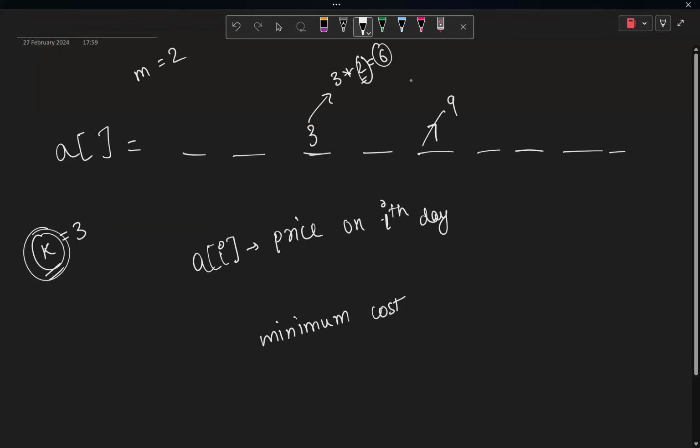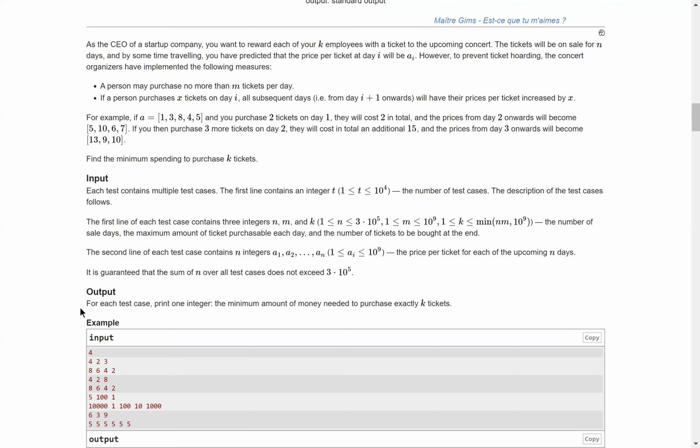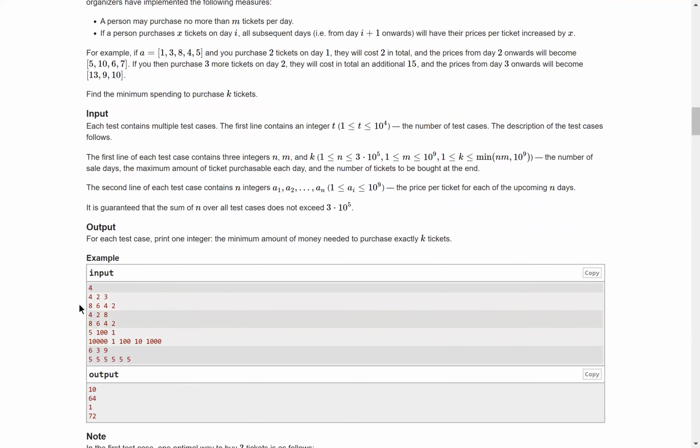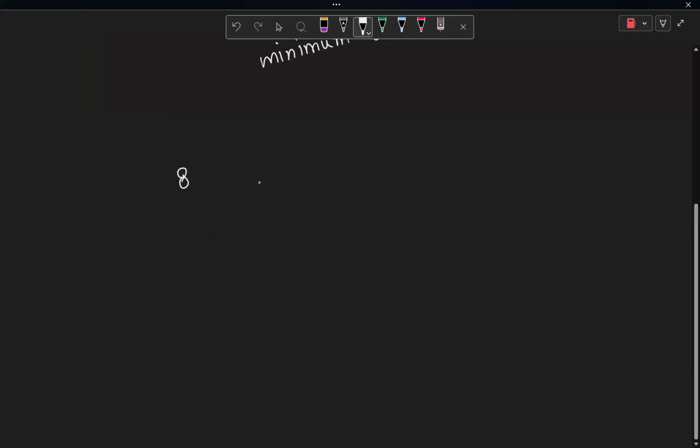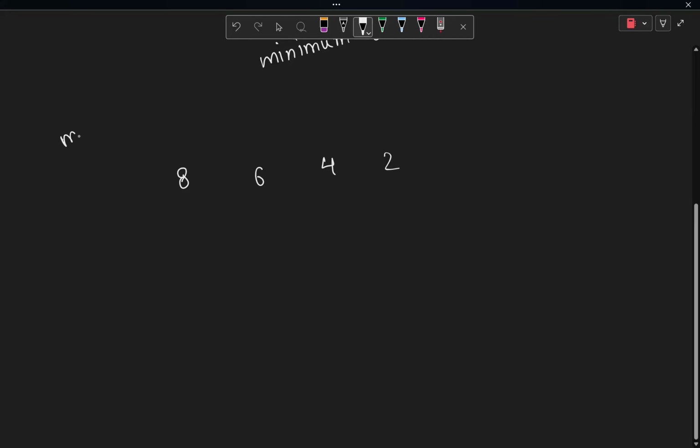Let's say k is equal to 3. Since I have not written the complete array, I can't really show it here. Let me take up an example test case: 8 6 4 2, and m is equal to 2 here and k is equal to 3 here. You can buy at most 2 tickets on any day, and you want to buy 3 tickets in total.